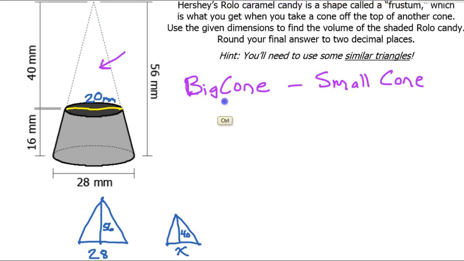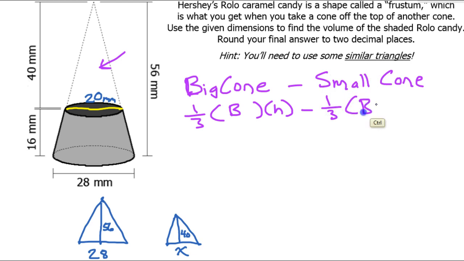So the volume of the big cone. The volume of a cone is 1/3 area of the base times the height. Maybe I'll just write it down. So 1/3 area of the base times the height. And I'll do the same thing for the small cone. 1/3 area of the base times the height.